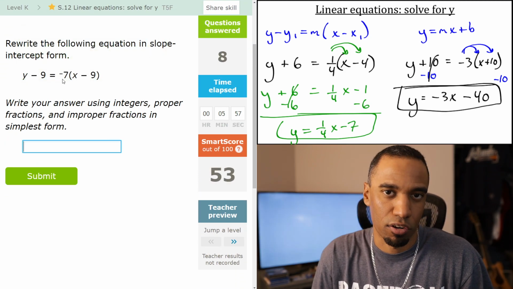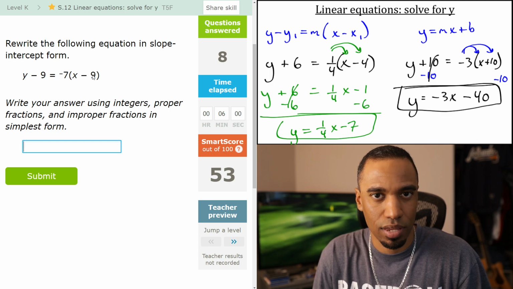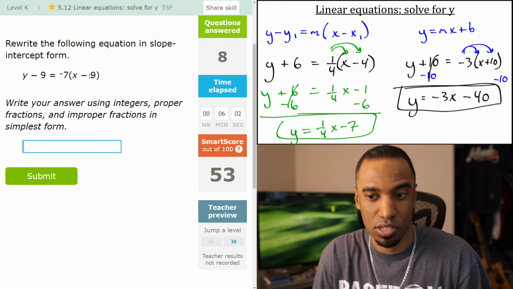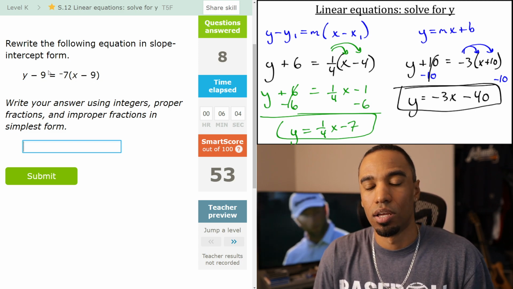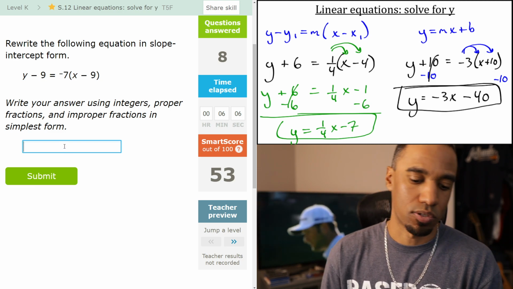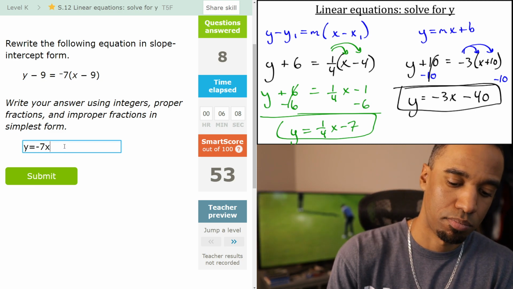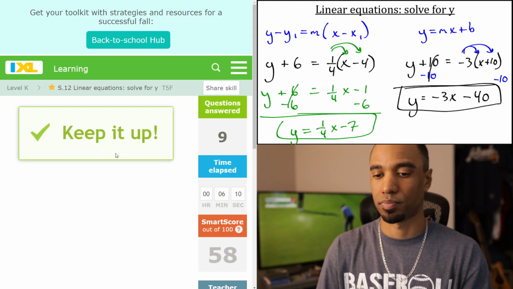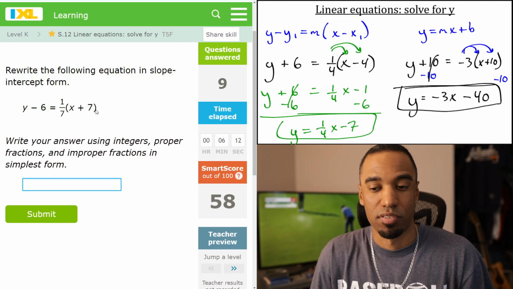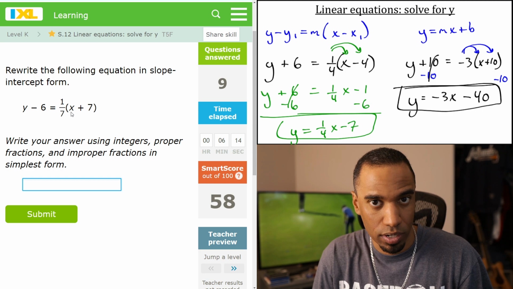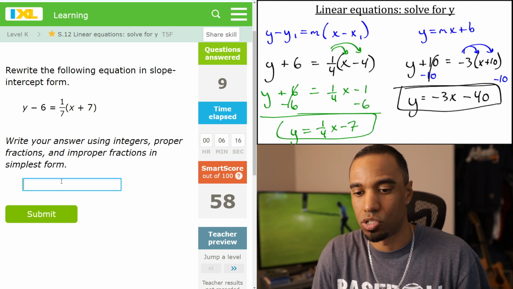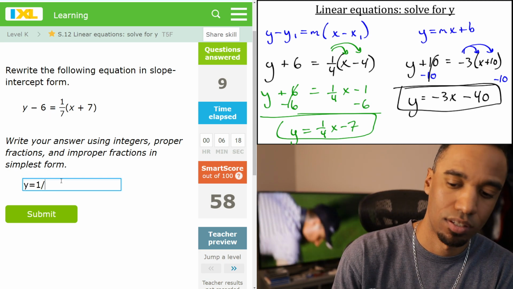Pretty soon we're going to get into standard form, guys, so I feel like there's nothing really heavy going on here. Negative 7x plus 63. Negative times negative is a positive. 63 plus 9 is 72, so y equals negative 7x plus 72. 1/7 of 7 is 1, so 1/7 x plus 1. Add 6 to the 1, you get 7. So y equals 1/7 x plus 7.